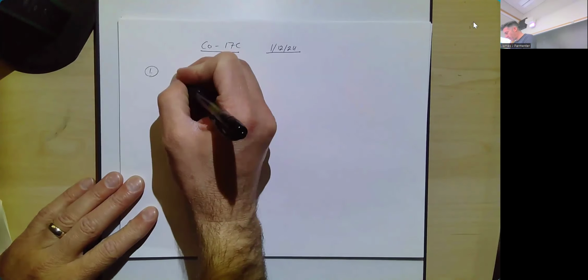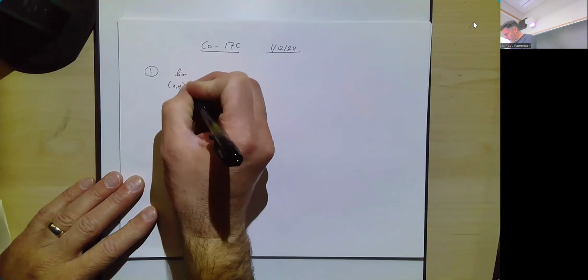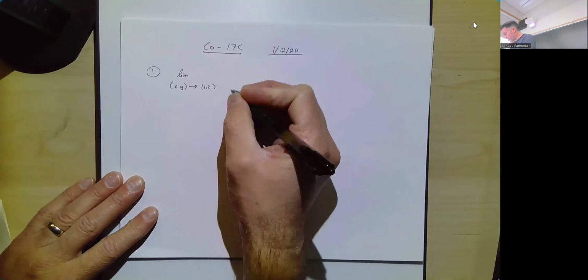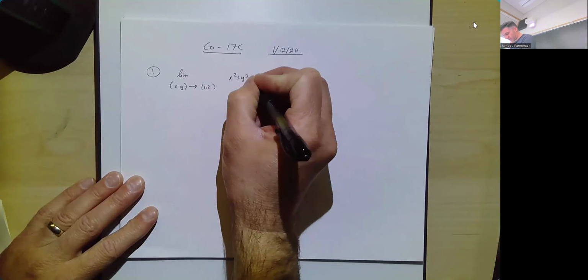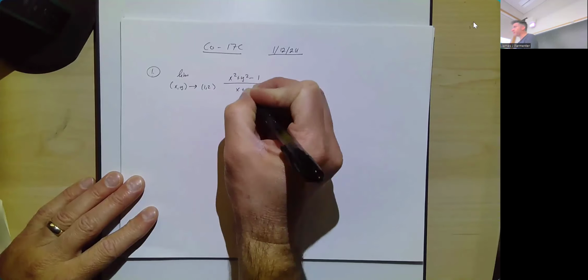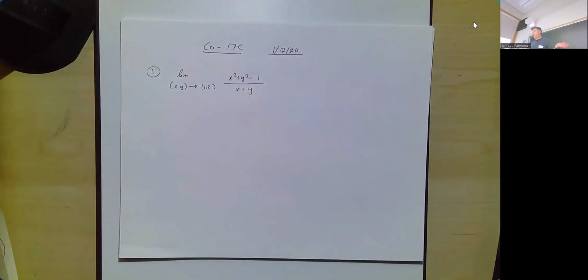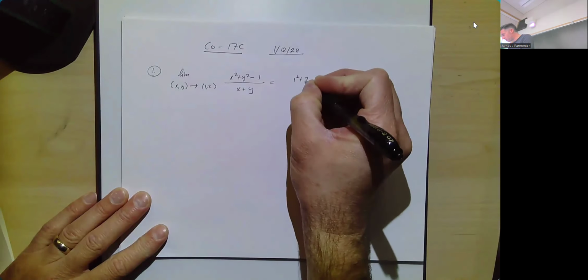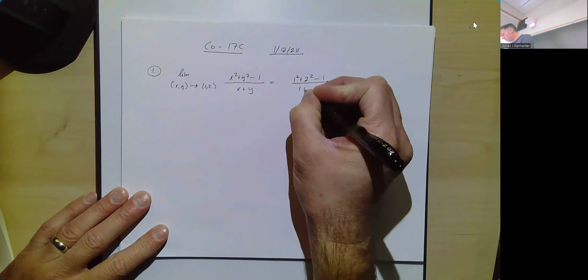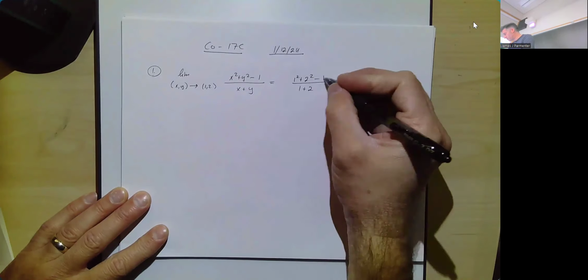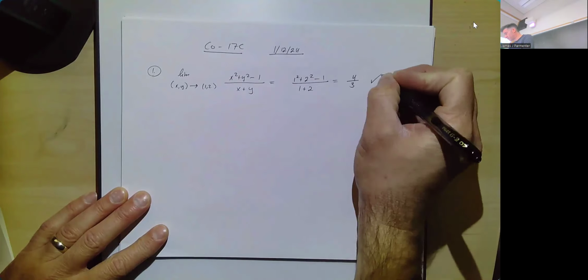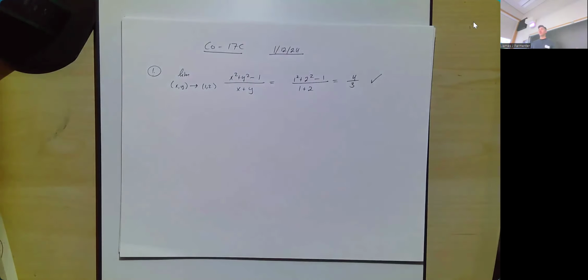Let's say we want to find the limit as (x, y) approaches (1, 2) of (x squared plus y squared minus 1) over (x plus y). Before you do anything else, you should just try plugging in x equals 1 and y equals 2. And if you get a real number, that's pretty much the answer. If we do that here, we get (1 squared plus 2 squared minus 1) over (1 plus 2), which is 5 minus 1 is 4 over 3. That's all there is to it if you get a nice not-dividing-by-0 situation.